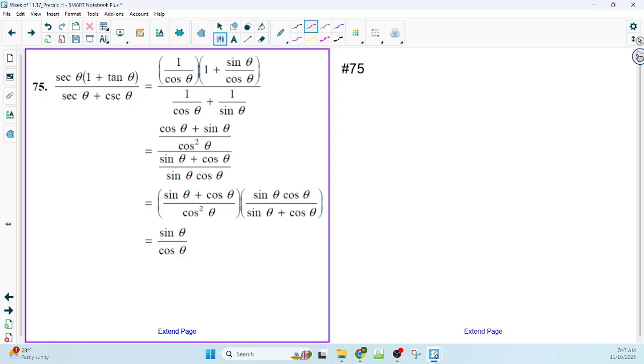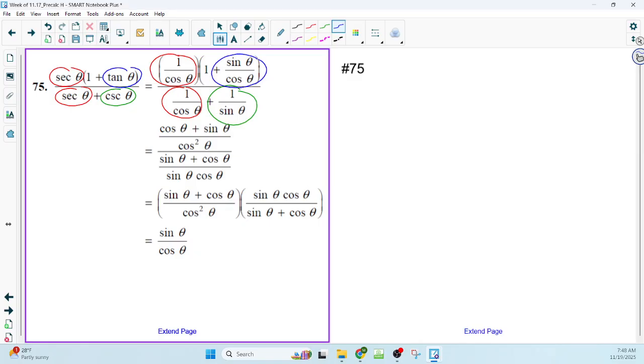So what they did was they said, okay, well, I'm going to change this guy to 1 over cosine. I'm going to change this guy to 1 over cosine. I'm going to change this guy to 1 over sine. I'm going to change this guy to sine over cosine. So that's what they did. Right away, they changed everything to sines and cosines. I don't know if this is the most efficient way to do it, but this is what they're doing.